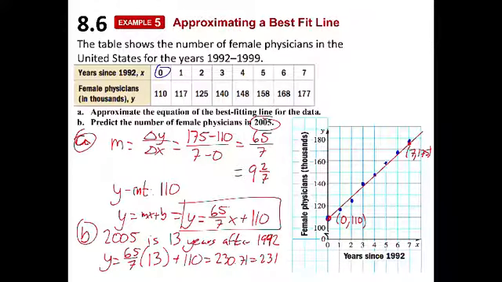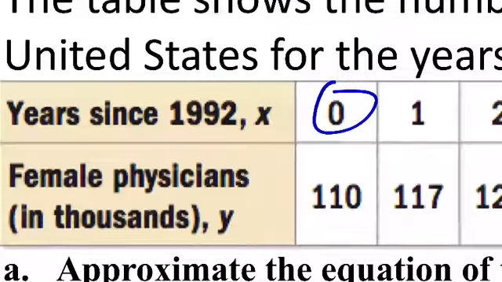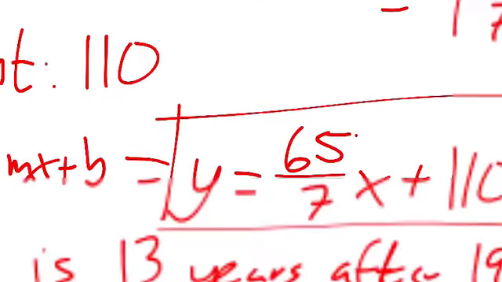Now remember, we're asked this question in a sentence, so we should answer it in a sentence. So we should say there will be 231 female physicians in 2005. Now, is that going to be perfect? Are we guaranteed to have 231? Now, remember, this is in thousands, so 231,000. Should add a couple zeros there.